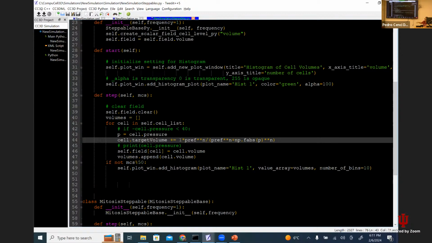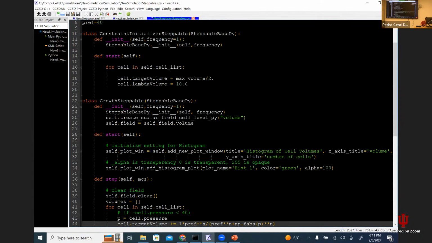Is fabs standard Python? np.fabs. Okay. np is pressure, right? N times p. No, I need to turn off. It's the non-pressure. Okay. And I don't think I put pref in. Where do you define pref? Is it a global variable? Yes, it is a global variable, pref equals 40.